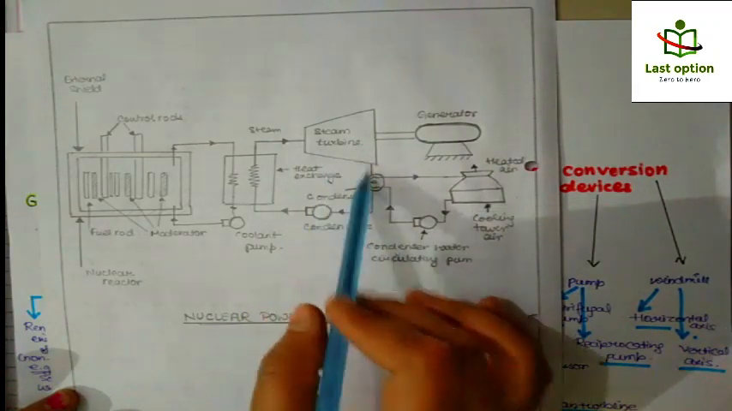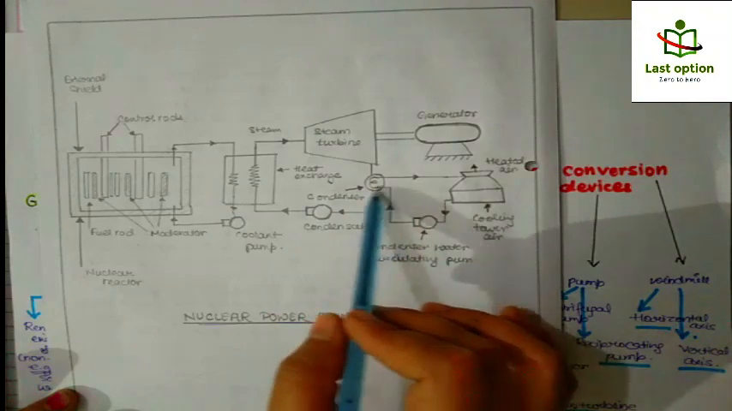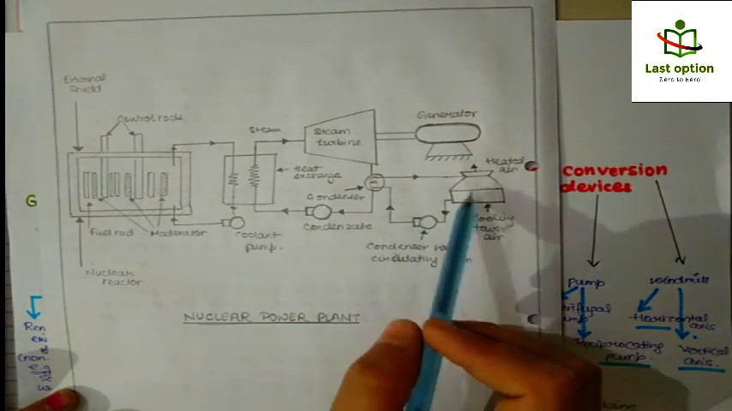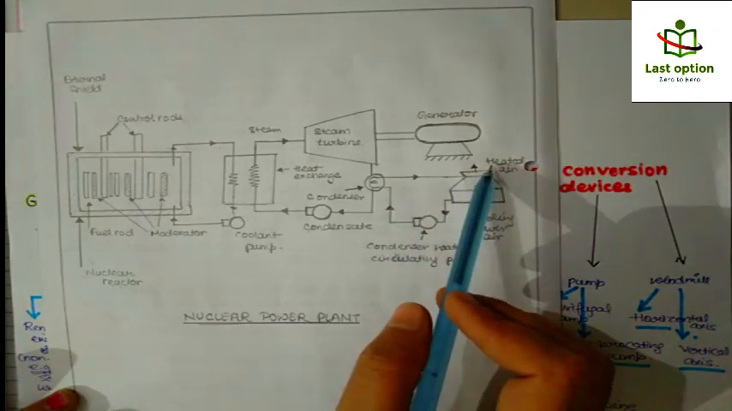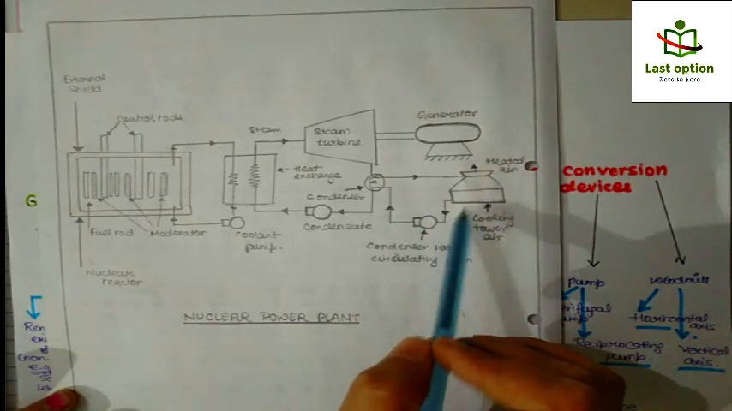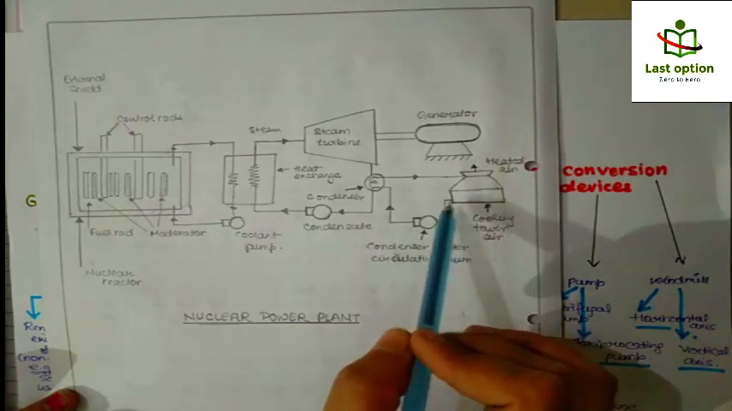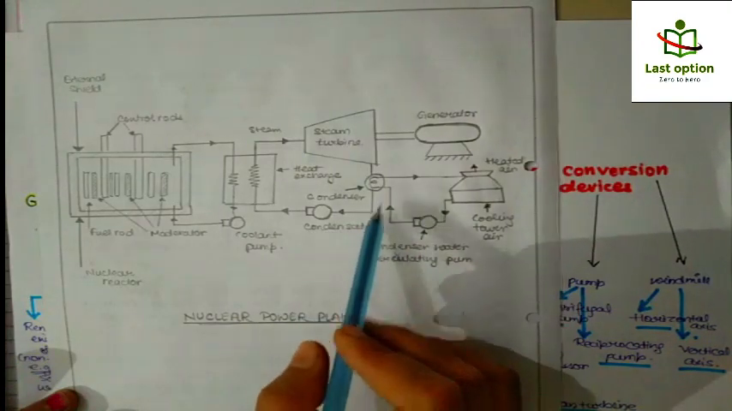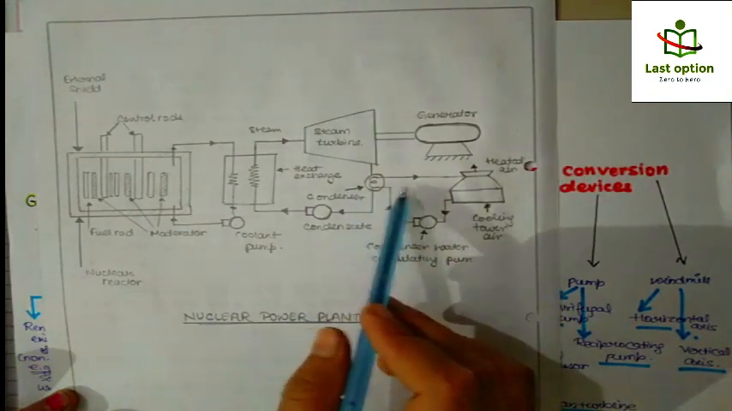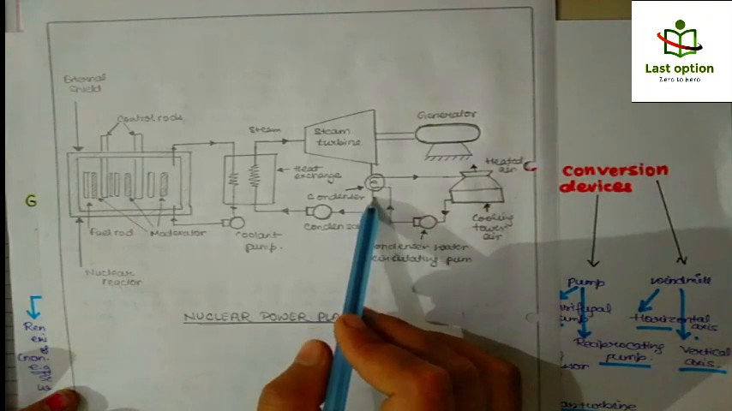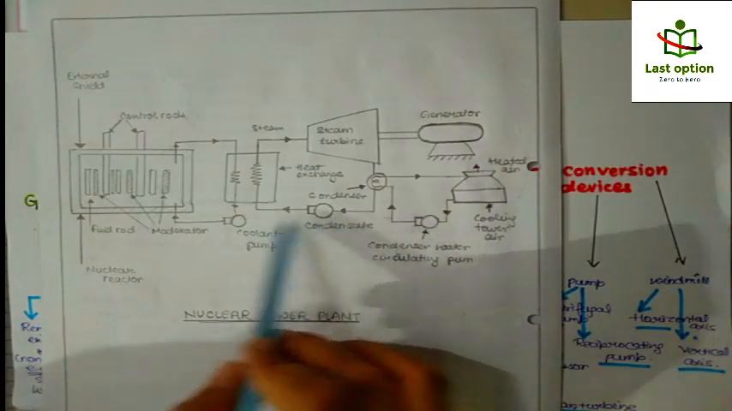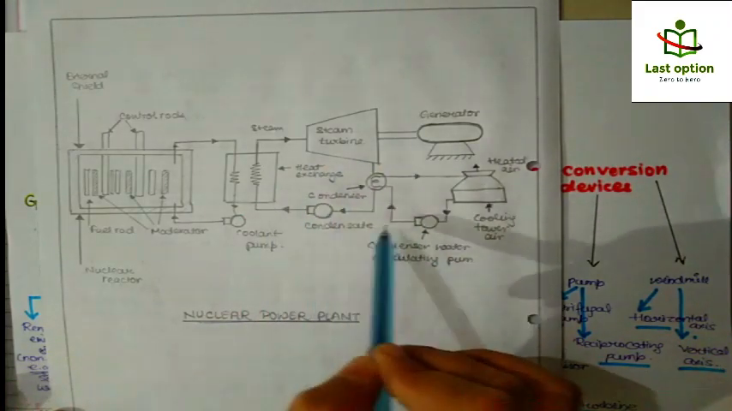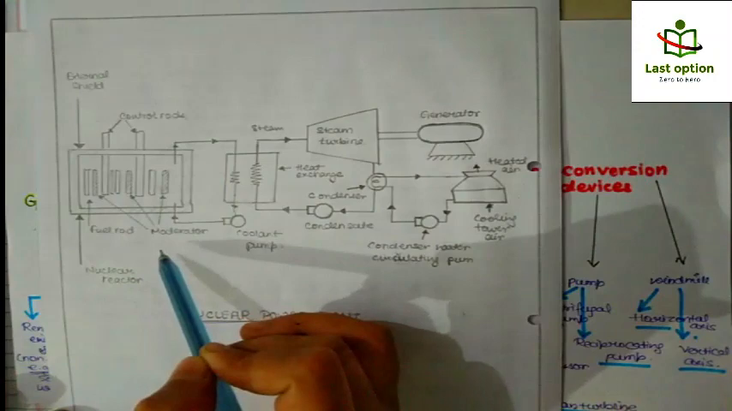The remaining steam is going to the condenser, and it is being condensed. Cool air is also passed through it so that the steam condenses easily, and the heated air goes out from here, and there is the condenser water circulating pump. Okay, and this is the condensate. All the steam which is condensed passes from here. So this is a nuclear power plant, and this is the main part of the nuclear power plant.